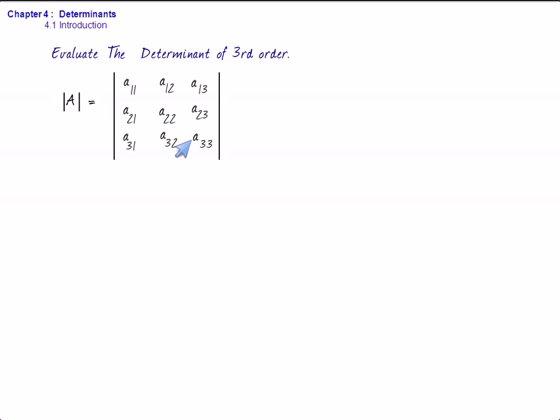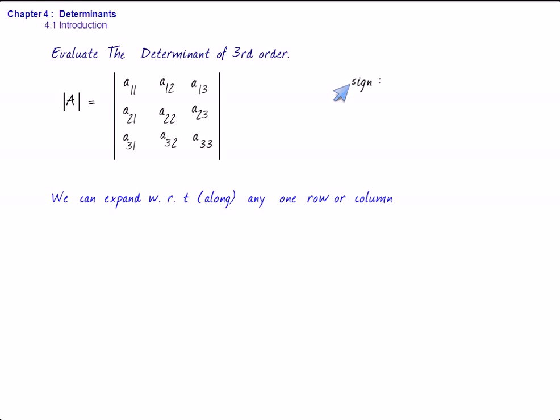Now how to evaluate? Please note that we can expand this determinant A with respect to or along any one row or column by multiplying each element of that particular row or column, deleting the row and column through that particular element, multiplying with the rest of the determinant of second order, and taking a proper sign along with every element. What do you mean by proper sign? Let me tell you about proper sign.